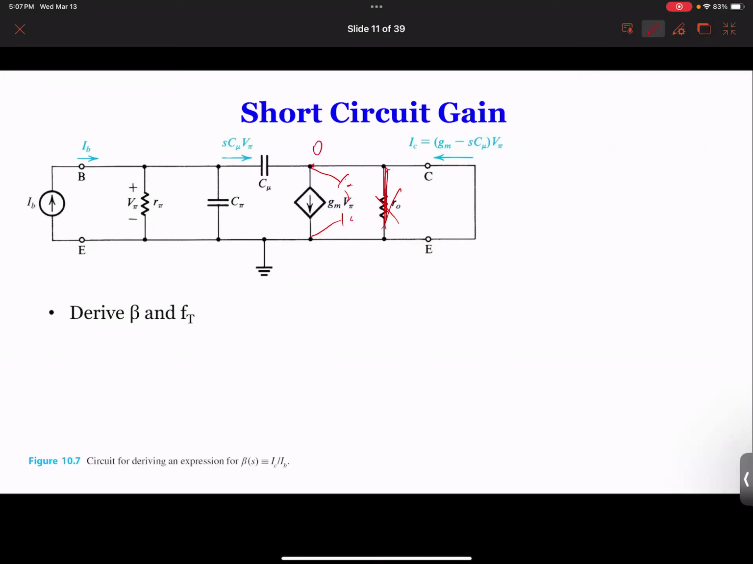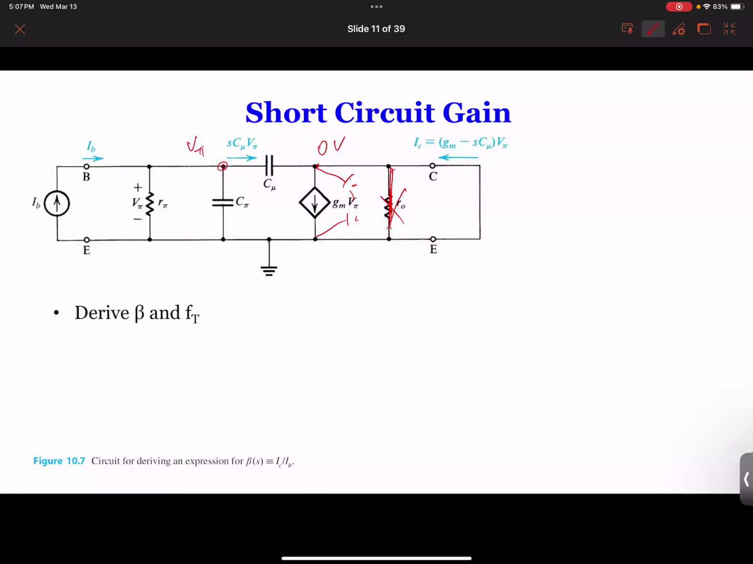If this is ground, 0 volts, what is the voltage over here? We can assume it's V pi. As you can see, this is V pi, this is V pi, and this is ground. So right away, you can easily write the current. What is the current over here? Let's call it IC, because this is the current at the collector. The current IC will be this current over here minus this current, and that current down is gm times V pi.